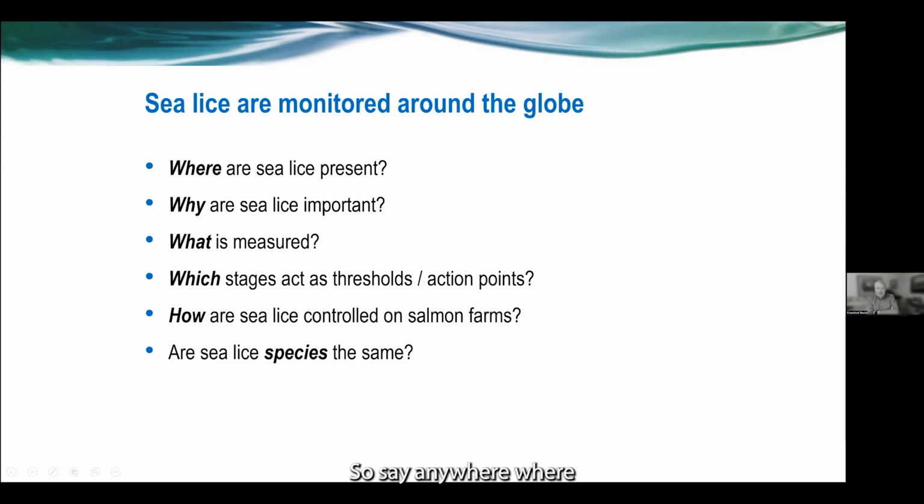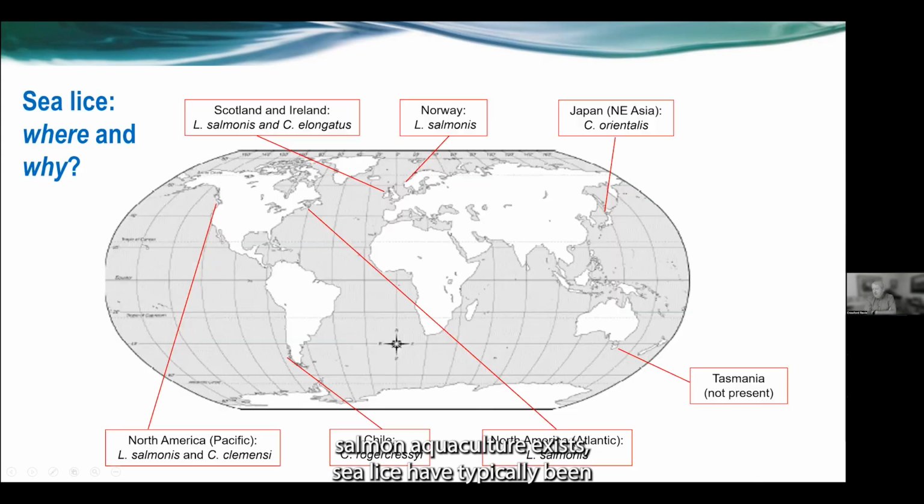As I say, anywhere where salmon aquaculture exists, sea lice have typically been a challenge. The only place where that's not the case is in the southern part of Australia, in Tasmania, where there are salmon farms, but no real sea lice parasites of note. There's also very little farming of salmon in Japan, although there is a natural sea lice called orientalis in wild salmon populations there.